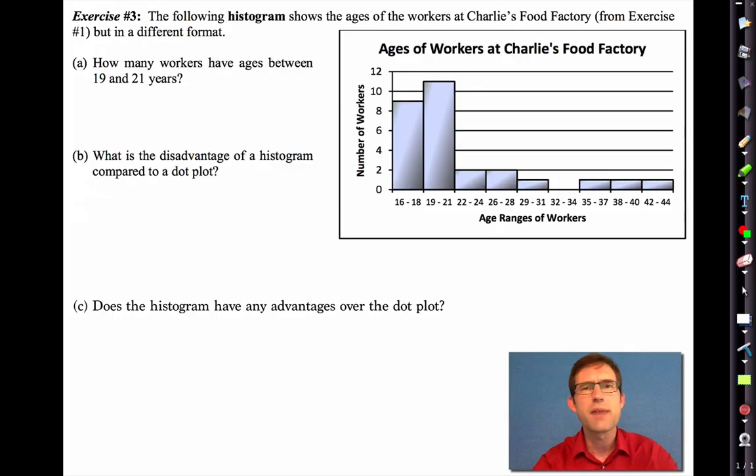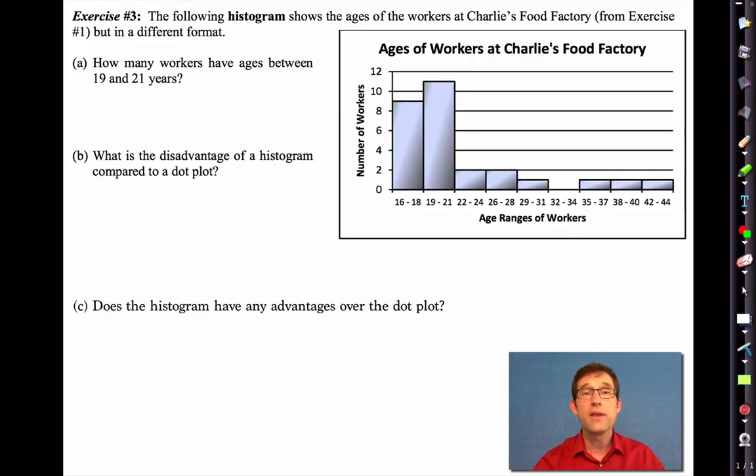So for instance, and I bet you can read one of these immediately, this is showing the same data that we had before, the ages of workers at Charlie's Food Factory. And take a look at question A. It says, how many workers have ages between 19 and 21 years? And that includes the 19 and the 21, by the way. So how would you read this? Pause the video for a moment and tell me how many workers are between 19 and 21.